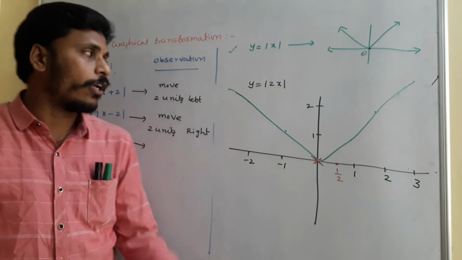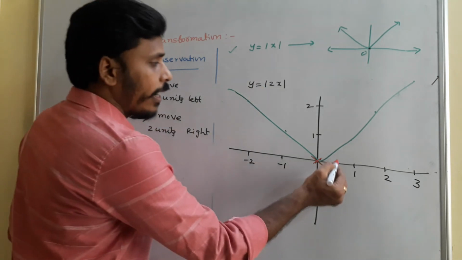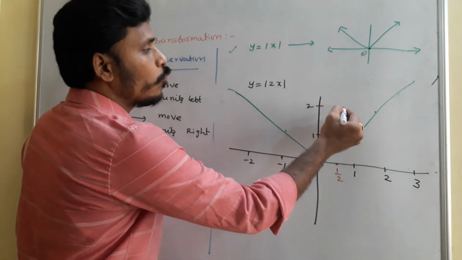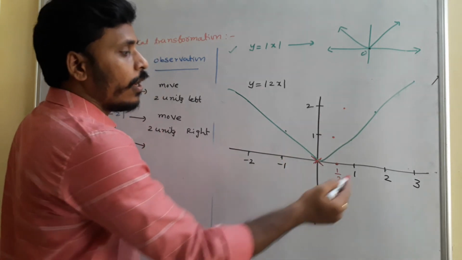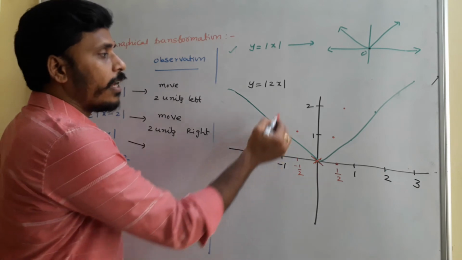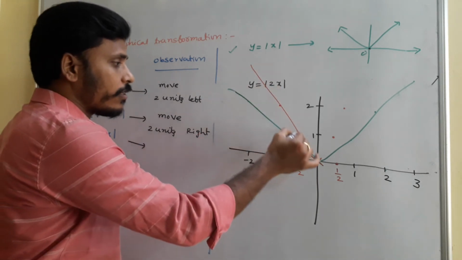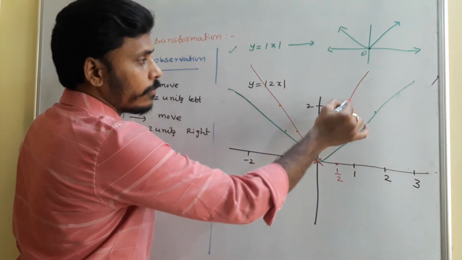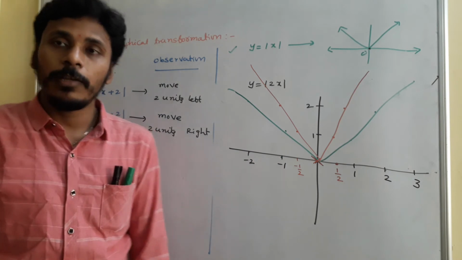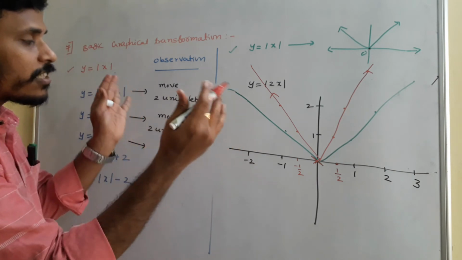What would you say about modulus of 2 into 1 by 2? It is 1, right? At 1 by 2, you will have 1. At 1, you will get 2 only, right? At the same time, if you have minus 1 by 2, your answer is 1. At minus 1, you will get 2. Now if you sketch the graph, it is like this. It is again of V shape only, but if you think about it, it must be compressed, okay?